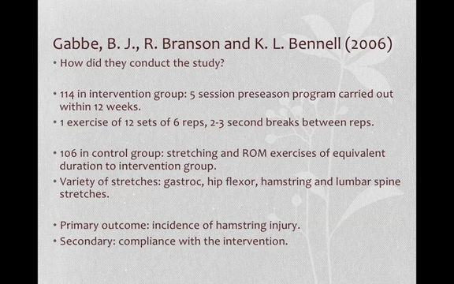The protocol was 5 sessions of a pre-season program carried out within 12 weeks. It consisted of some eccentric exercises. In the control group there was 106, and this group was an active control group whereby they conducted stretching and range of motion exercises. So they conducted a variety of stretches. The primary outcome they were looking at was the incidence of hamstring injury. They also looked at compliance with the intervention.